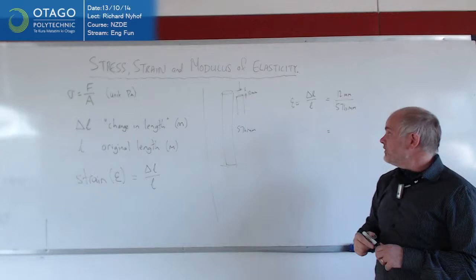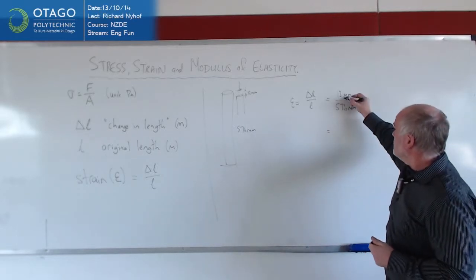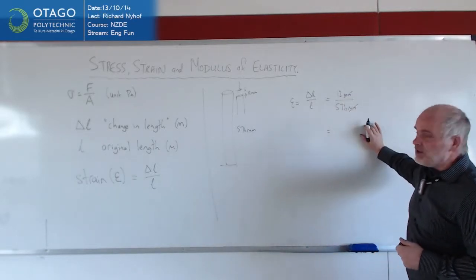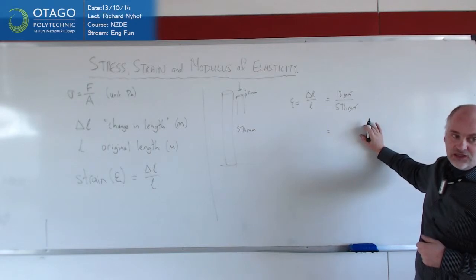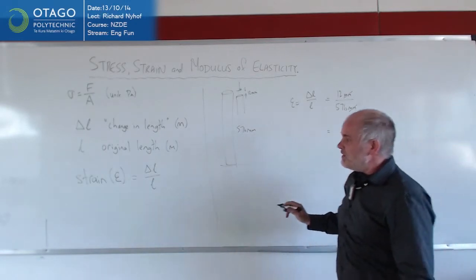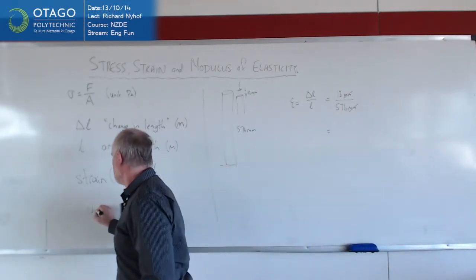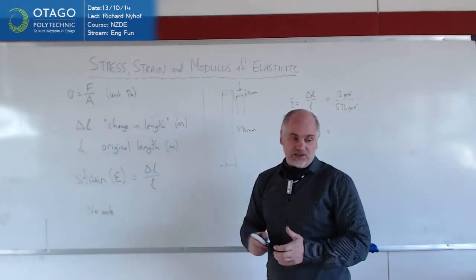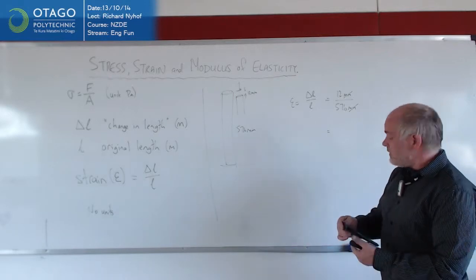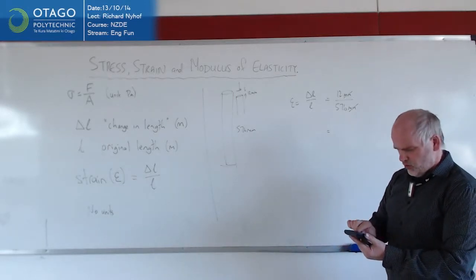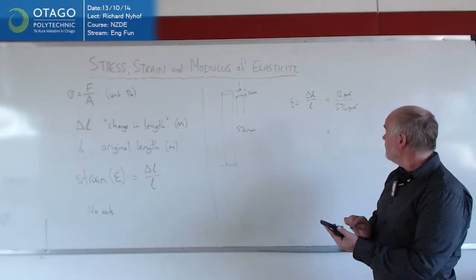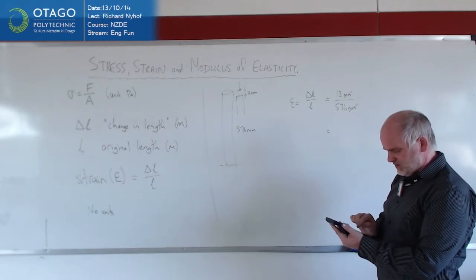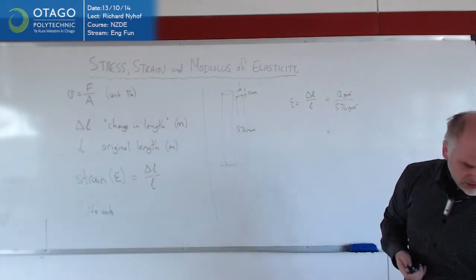So as long as the two units are the same, then you're okay, which means that your answer is going to be unitless, because they cancel out. So strain has no units. Okay, it's just a number, it's a ratio. It doesn't have to have a unit. So let's do the calculation: 12 divided by 576 equals 0.021.